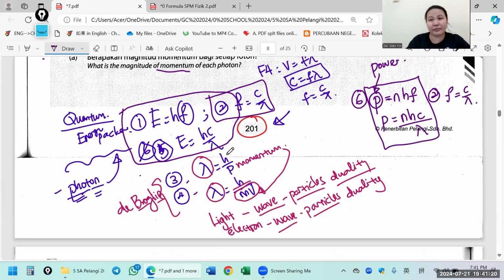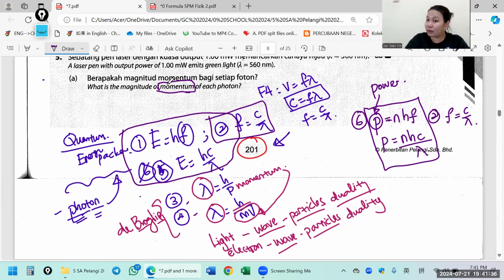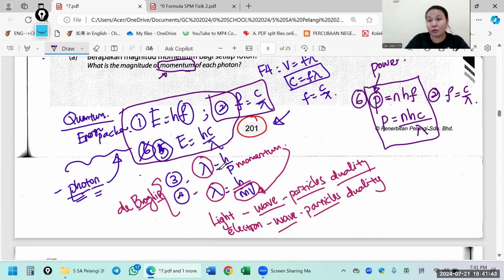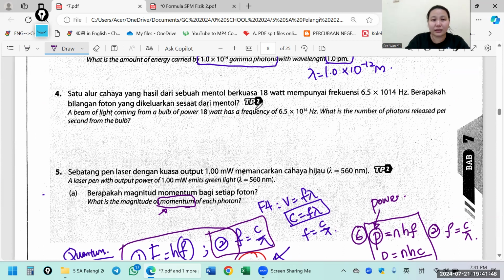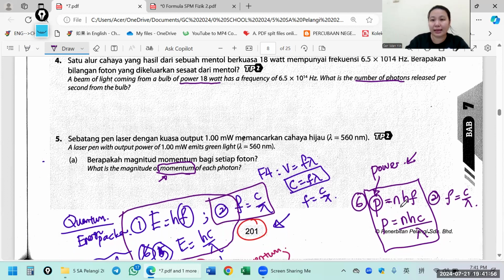Okay, so now 1 to 6 we have done. Actually, this quantum chapter is quite easy because they just touch the surface of it, letting you know the concept. So it's not hard for calculation because they tell you what to find very clearly. You look at it, substitute the correct formula, done. Now see, a beam of light with power. If they say power, use this. What is the number of photons, meaning n, released per second?